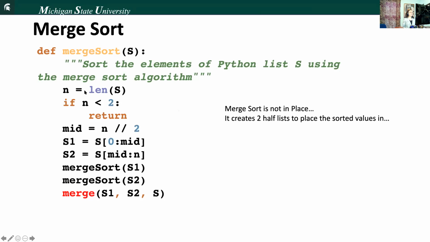I'm going to determine the length of my list. If the input is less than 2, I have nothing to do. The list is already sorted. Done. Otherwise, divide my array by half. Assign the first half of my array to a list called S sub 1. Assign the second half of my array to a list called S sub 2.